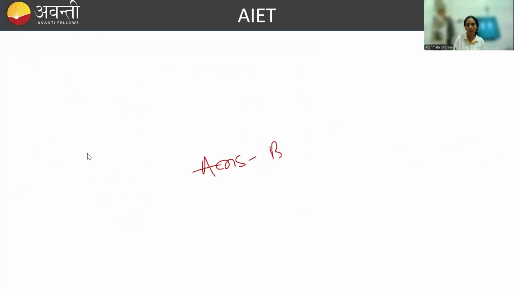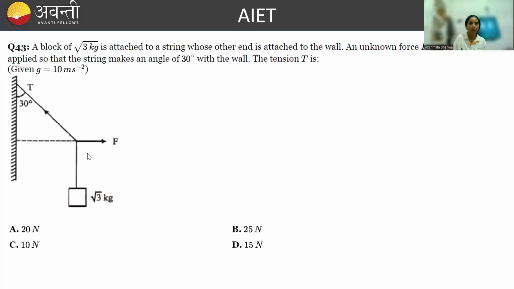Answer is B. Now, a block of root 3 kg is attached to a string whose other end is attached to the wall. An unknown force F is applied so that the string makes an angle of 30 degrees with the wall.